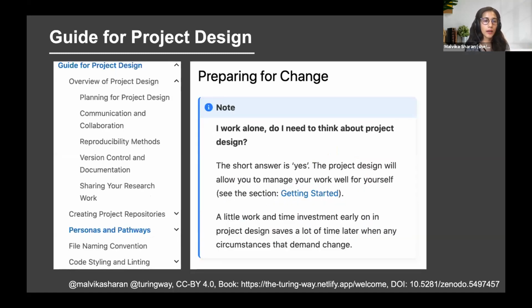We also provide the guide for project design. And the guide for project design is probably for people who don't really know where to start. If you don't really know what computational tool you can use, you would probably not look for it. So project design starts with an overview of project design where you can actually look at what stage of project you are in and what kind of consideration of reproducibility you should make. And we also talk about how to create project repository within research software engineering or in simple projects. We also discuss persona and pathways and different conventions in coding.